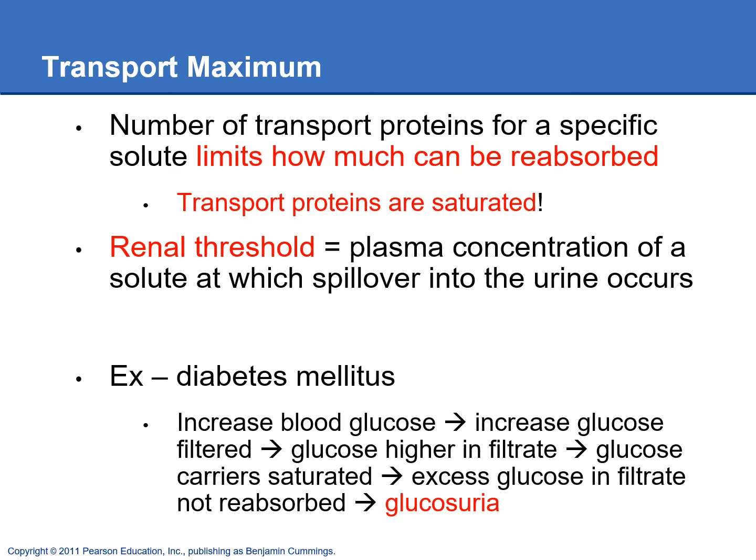A great example of this is diabetes mellitus, where the blood glucose is too high. We're going to end up filtering more into the urine. We usually reabsorb 100% of the glucose, but because we've got more glucose than normal in the urine, we can't reabsorb all of it because those transport proteins become saturated. So some of the glucose stays in the urine and is excreted, and that's called glucosuria.